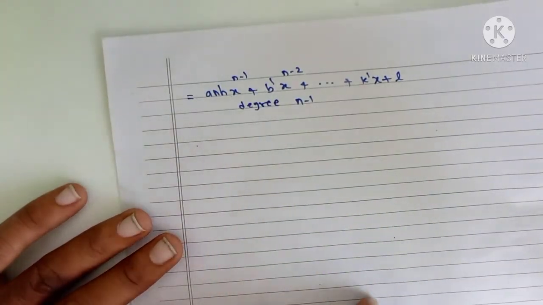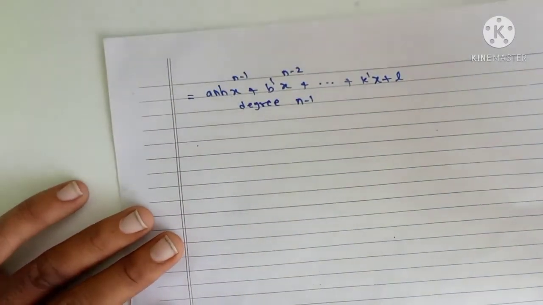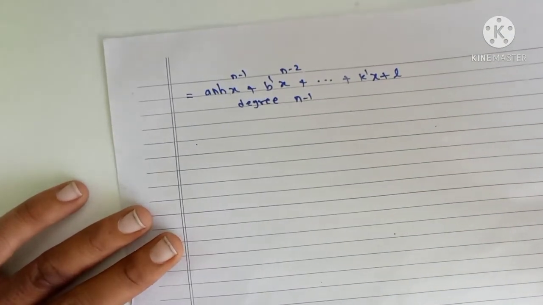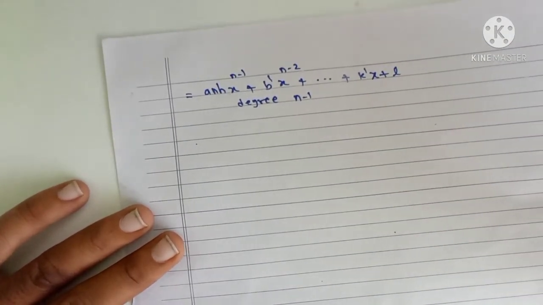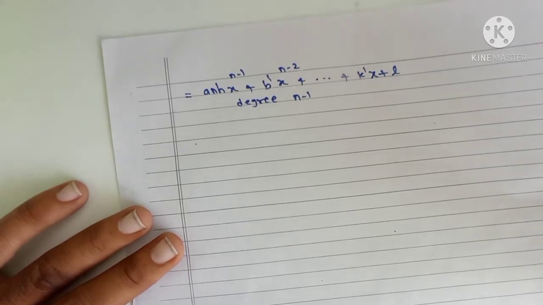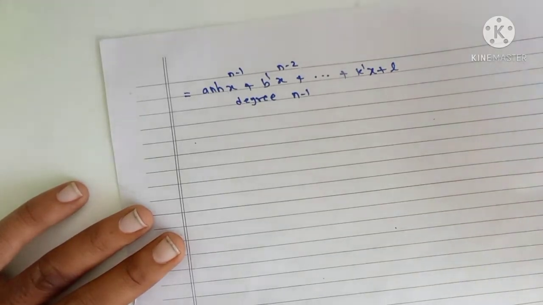And we do the same. Now if we take the difference of the difference, that is the second difference, then it will be a polynomial of degree n minus 2. If we take the third difference, then it will be a polynomial of degree n minus 3.